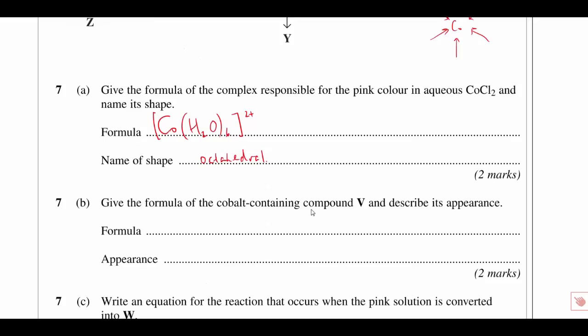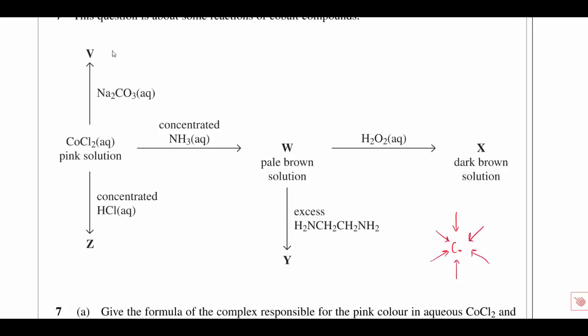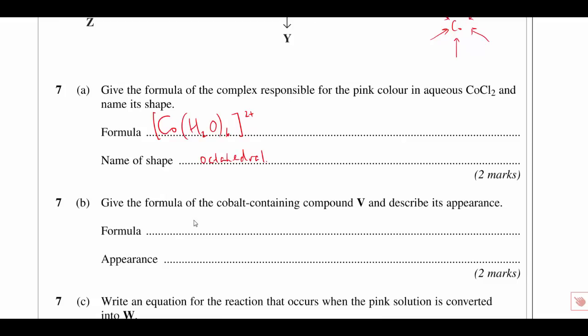Give the formula of the cobalt containing compound V and describe its appearance. So we've got V over here, a reaction with the sodium carbonate. V is going to be CoCO3, directly from our understanding, our theory of the cobalt chemistry. The appearance is going to be a pink precipitate. Two more marks. Nice.